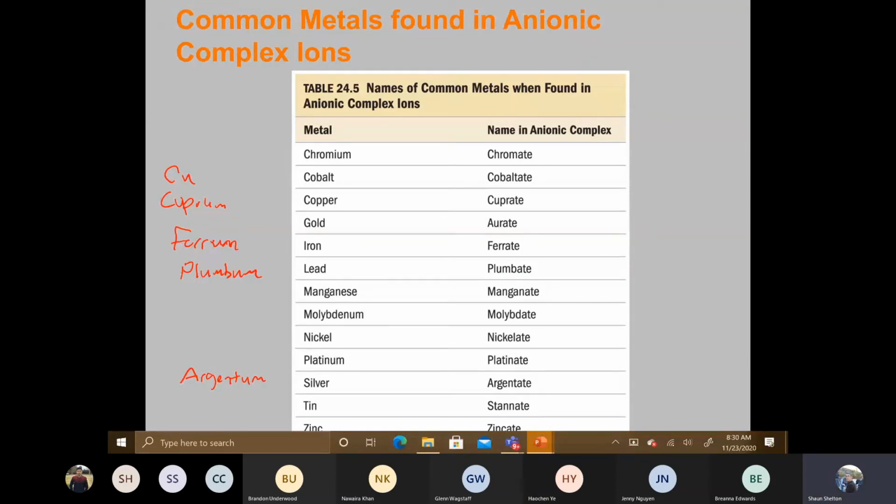So keep in mind that the charge of the complex has to be negative in order to use the names like you see here. You don't use these names for positive charge. You only use these names for negatively charged complexes. Any questions on that?